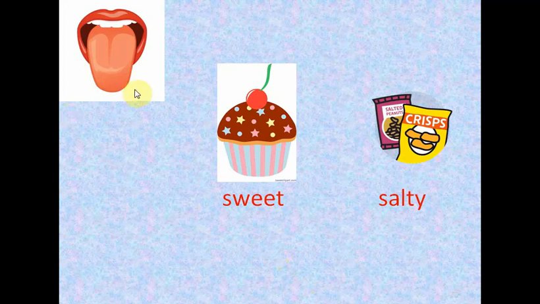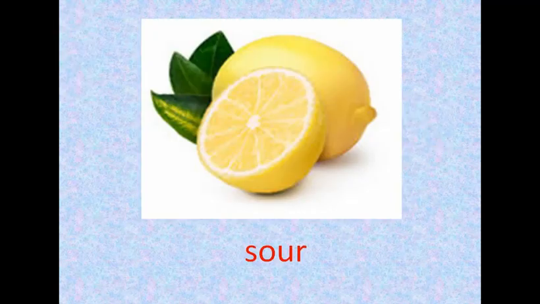Can I use my tongue to describe something? Yeah, all the time. How can you describe this tasty cupcake? See, I just said tasty. That's an adjective too. It is sweet. How can you describe the chips that you eat all the time? It is salty. Now I described how they taste like. Sweet and salty are adjectives also. Tasty and yummy, delicious, all these are adjectives. How can you describe the taste of this lemon? It is sour. Sour is also an adjective.